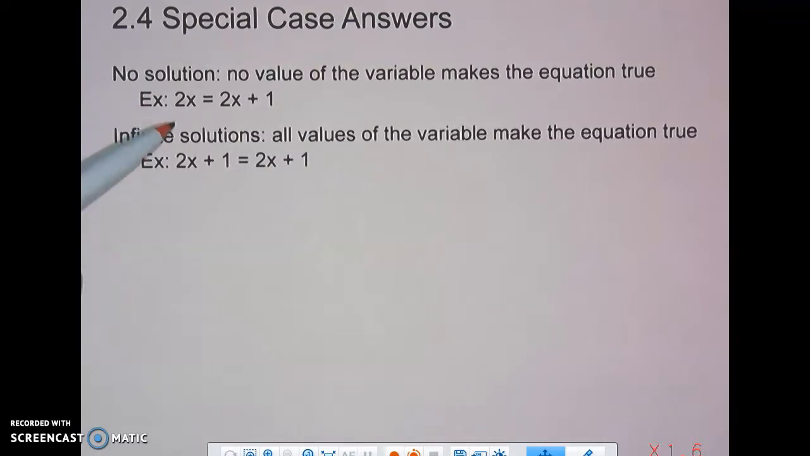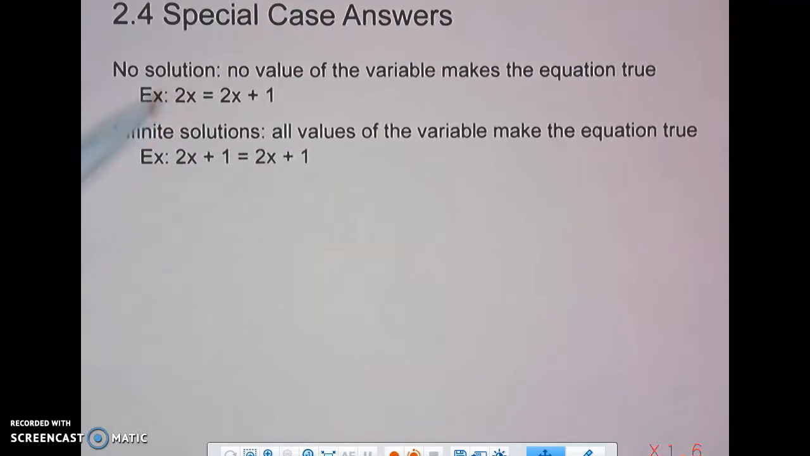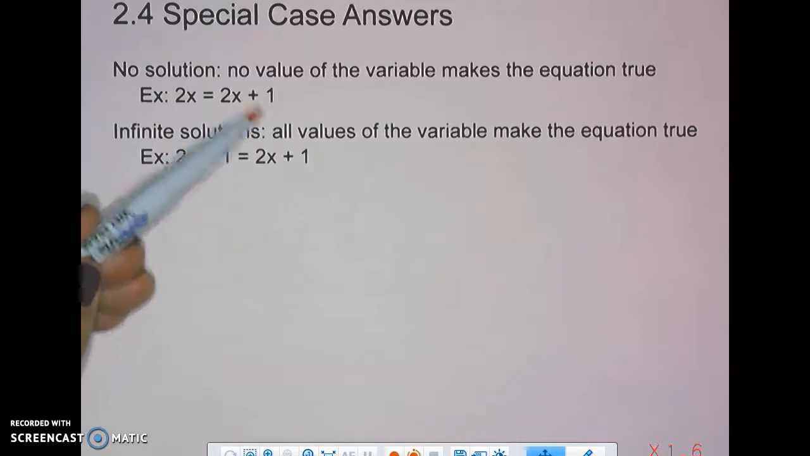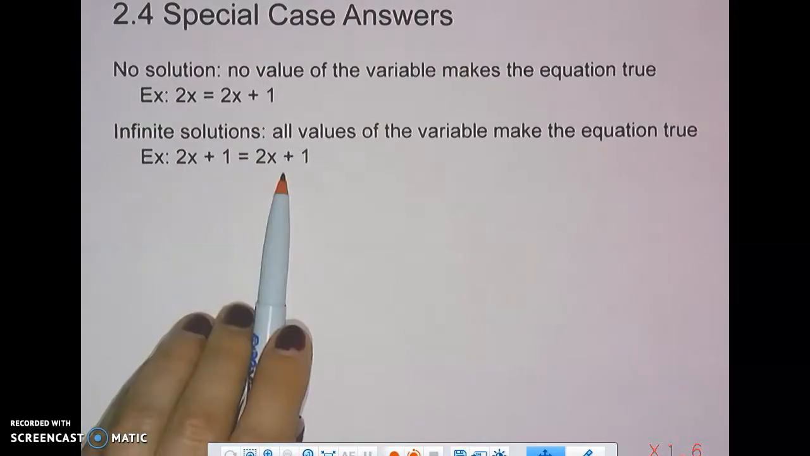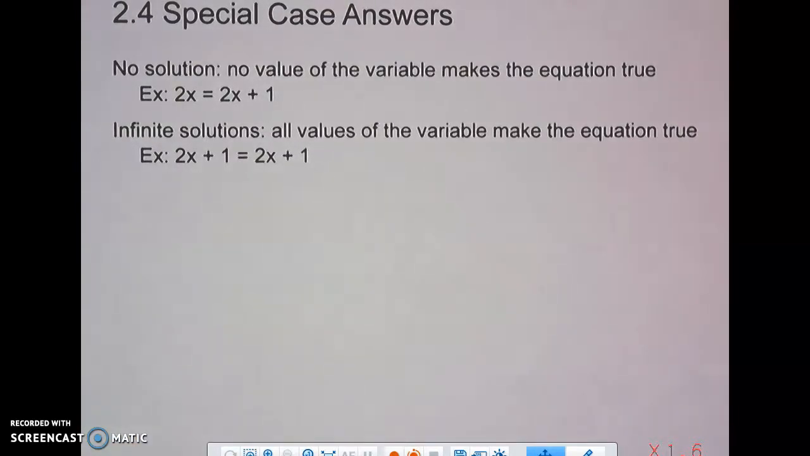So for example, 2x equals 2x plus 1. There's no way for those two things to be equal to each other because if we have 2x and 2x plus 1, this one would have 1 extra. The other way is if we have infinite solutions, that's where all values of the variable make the equation true. So if we're looking at something like 2x plus 1 equals 2x plus 1, those are the exact same thing on both sides. And when they're the exact same, we know that there is going to be infinite solutions.